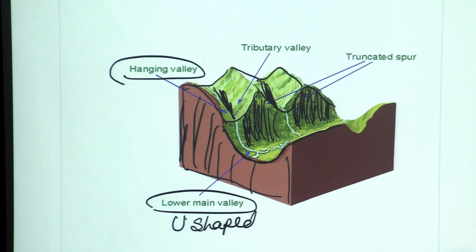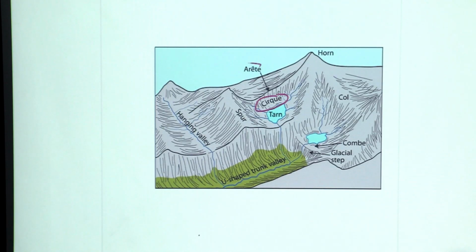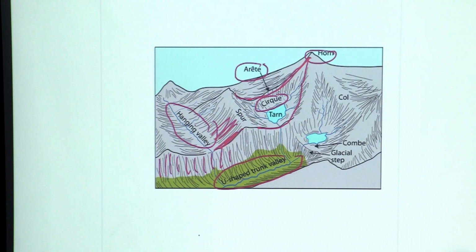How do I distinguish between cirques and that of U-shaped valley? Cirques basically are in the steep slopey areas. Please have a comparison with support of this figure. Cirque, arete, horn, main valley, hanging valley. What will be this? Truncated spur. What are these? Aretes. What is this? Cirque. And what is this? This is spur, truncated spur, that is segregating one hanging valley and the main valley.